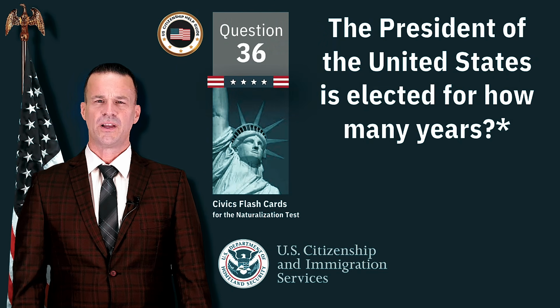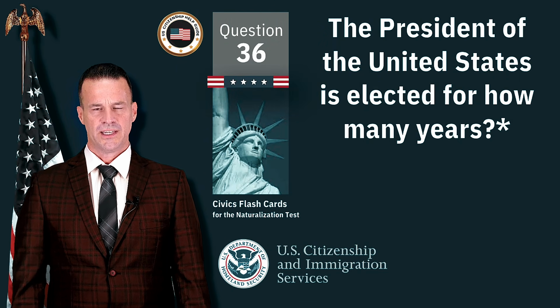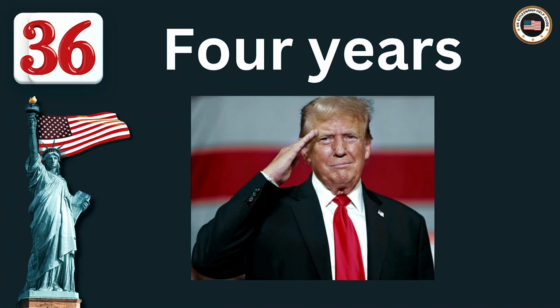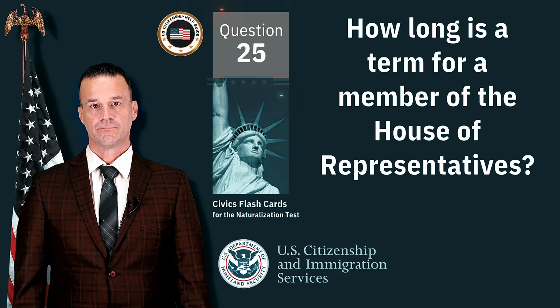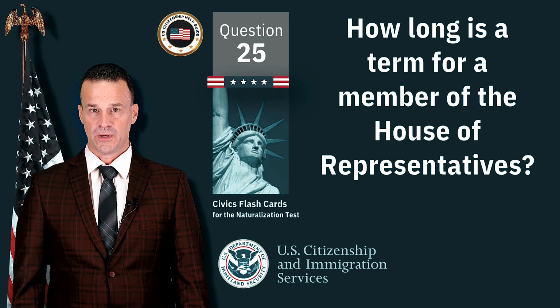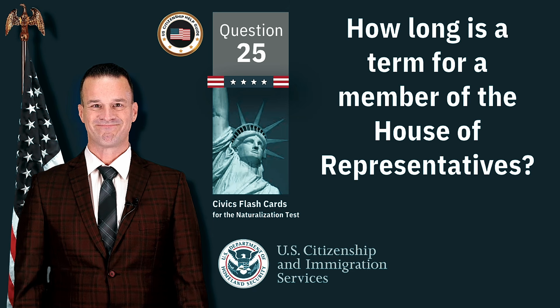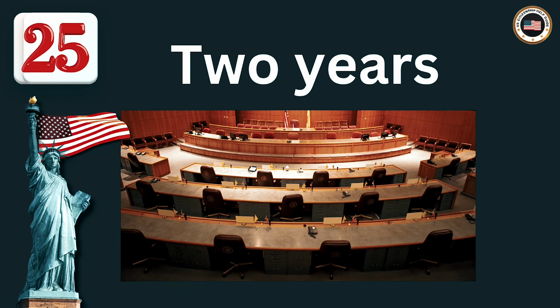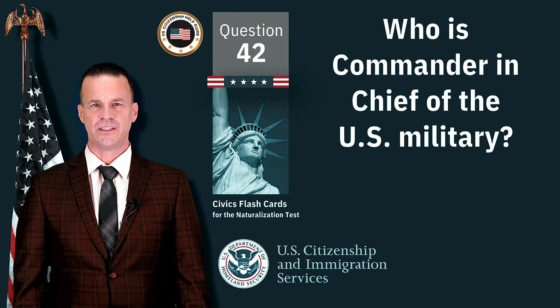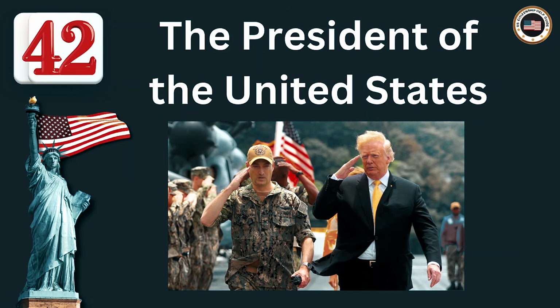36. The President of the United States is elected for how many years? 4 years. 25. How long is a term for a member of the House of Representatives? 2 years. 42. Who is Commander-in-Chief of the U.S. military? The President of the United States.